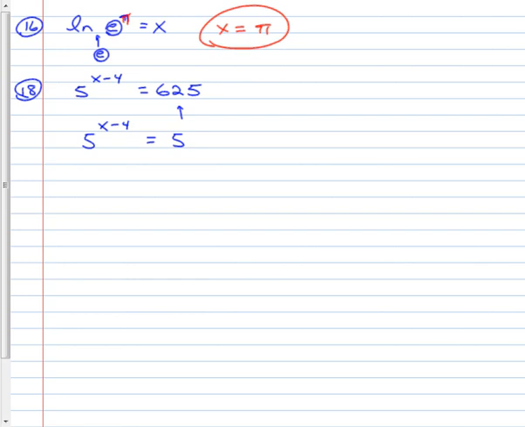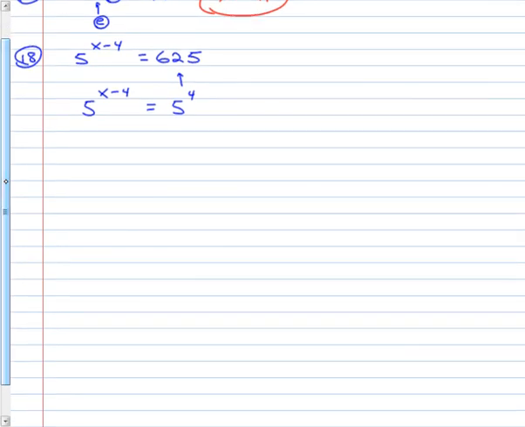The 4th. So if 5 to the x minus 4 equals 5 to the 4th, that implies that x minus 4 must equal 4, for these two things to be equal to each other. Solving this, adding 4, x must be 8. We are done. We have our solution.